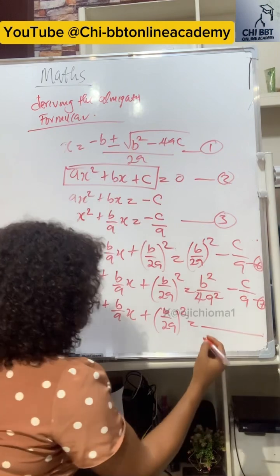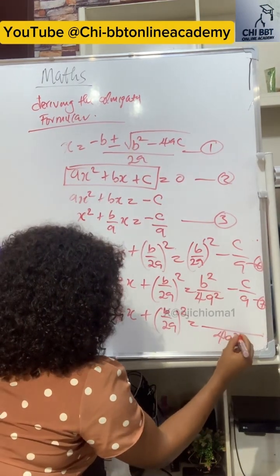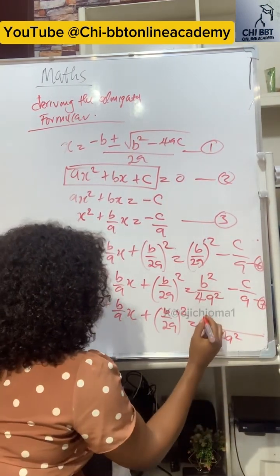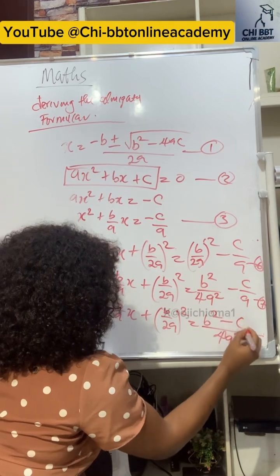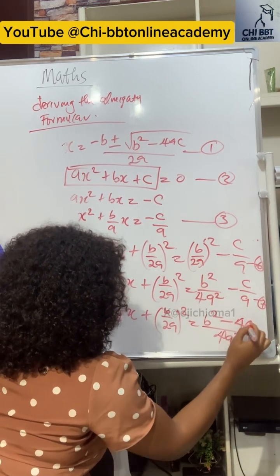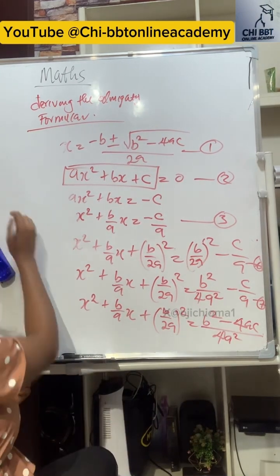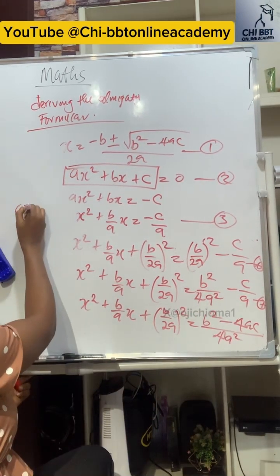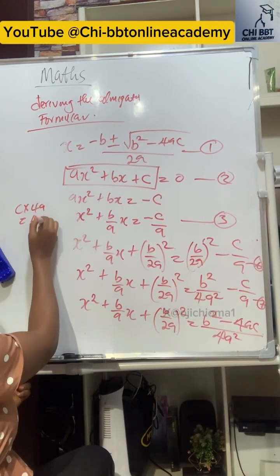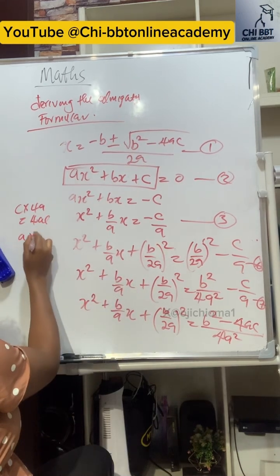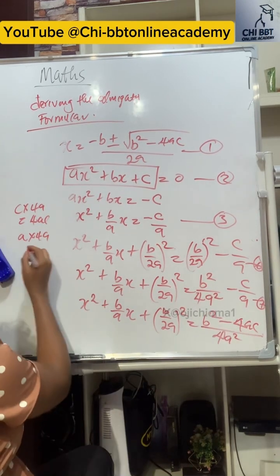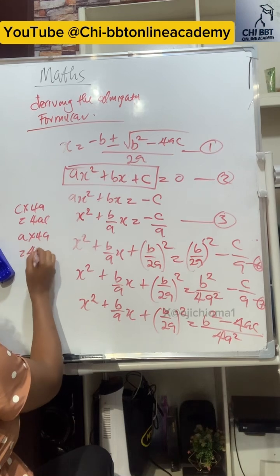Let's assume we have multiplied it. The common term becomes a raised to power 2, right? Then b raised to power 2 minus c, let's just say minus 4ac. For people who do not understand what happened here, this is what happened: we multiplied c times 4a equals 4ac, then a times 4a, that's the denominator, equals 4a raised to power 2.